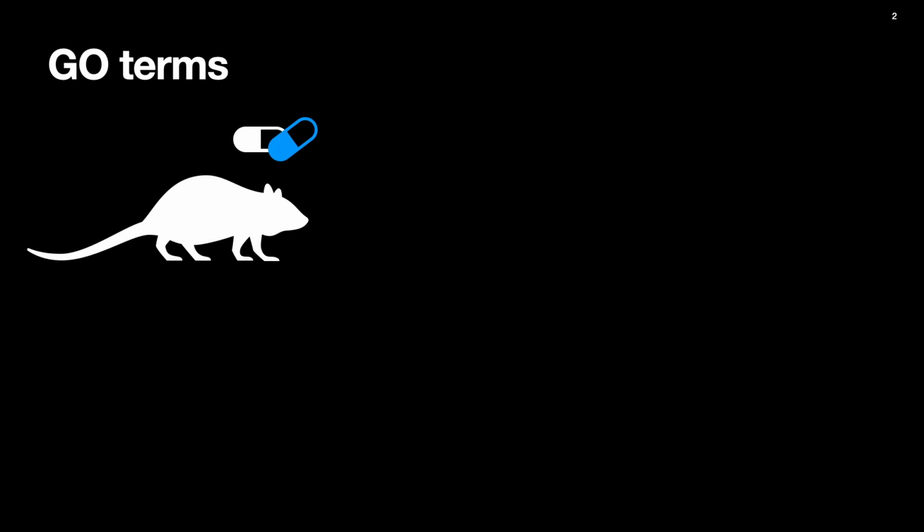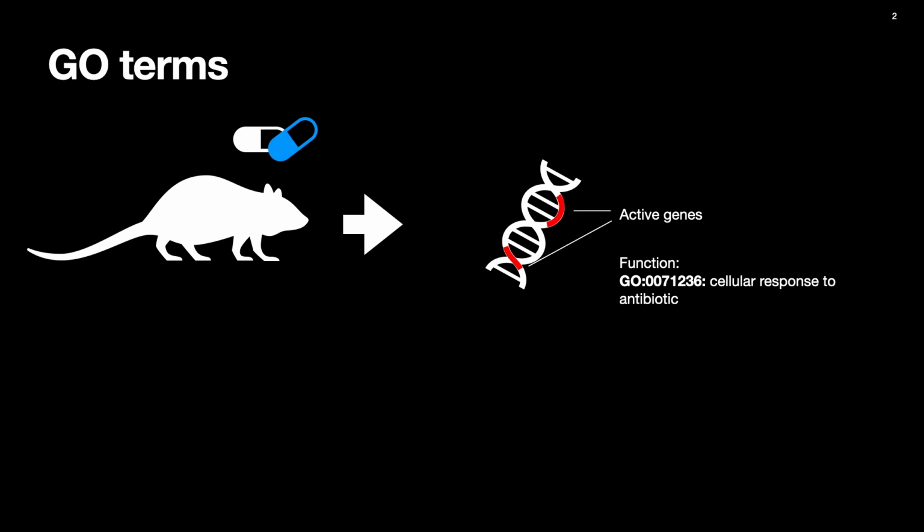A common experiment in biological research is to treat humans, mice, or cells with medication, such as antibiotics, and to see what happens. For example, this mouse is treated with antibiotics, which activate certain genes that are expressed in response to the treatment. These genes are associated with functions, such as cellular response to antibiotic. This term, cellular response to antibiotic, is a so-called gene ontology term, or short, a GO term.